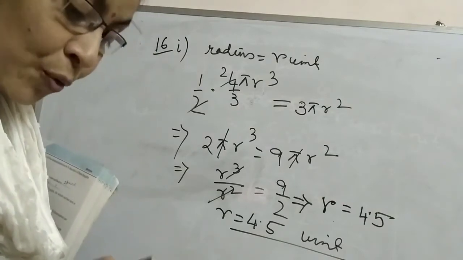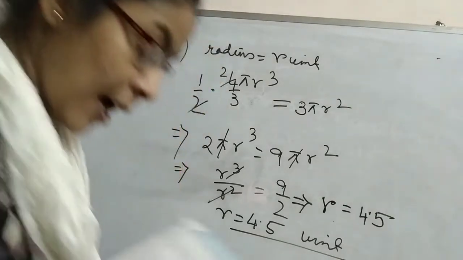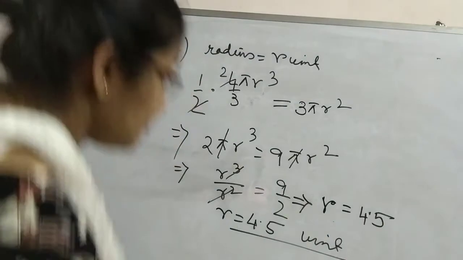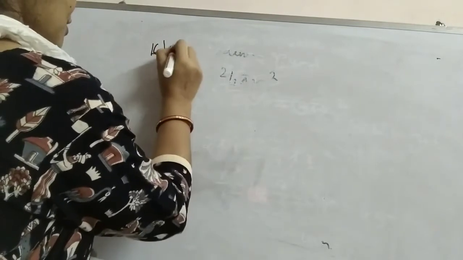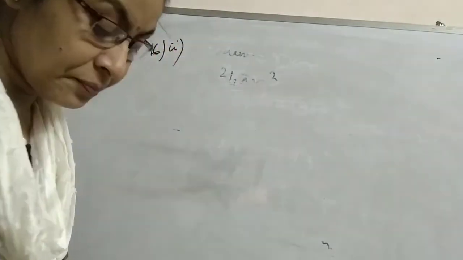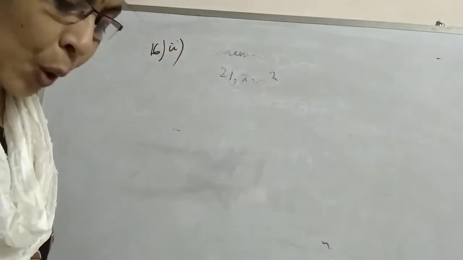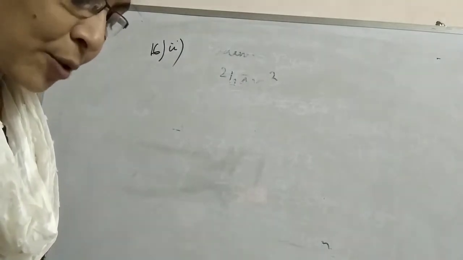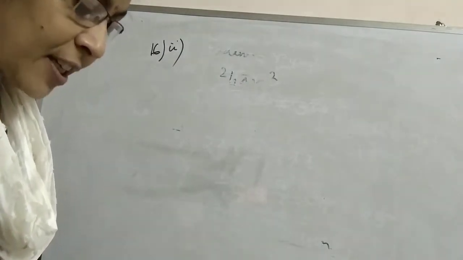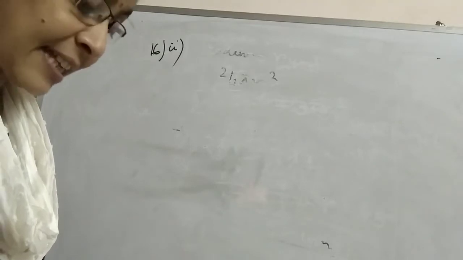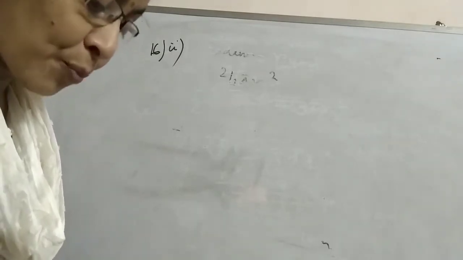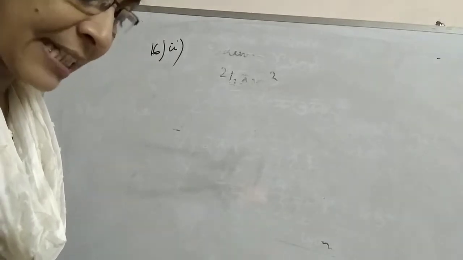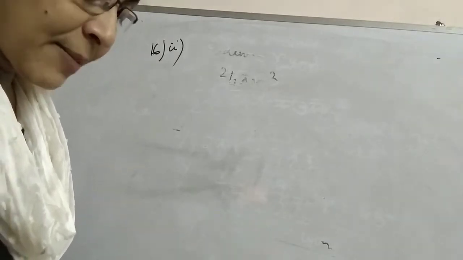Okay, the first sum is over, and now the second sum. The curved surface area of a solid sphere is equal to the surface area of a solid right circular cylinder, if the lengths of both height and diameter of the cylinder are 12 centimeter.